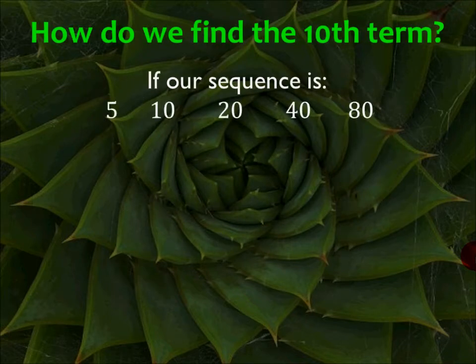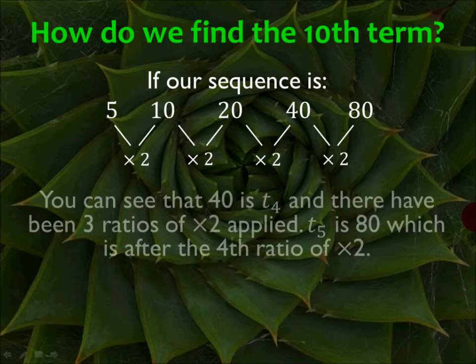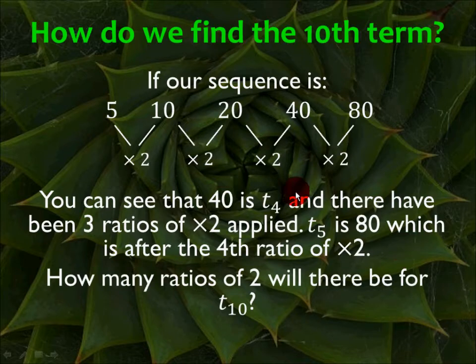If our sequence is 5, 10, 20, 40, and 80, you will notice that this is a geometric sequence, not just because we're in the geometric sequence lecture. So you will notice that there's a ratio of times 2. Every term is the previous term multiplied by 2. You can see that 40 is the fourth term, T4, and there have been 3 ratios of 2 applied since T1. T5 is 80, and that's after the fourth ratio of times 2. So you will notice that there is a difference between T5 and T1, 4 times 2.